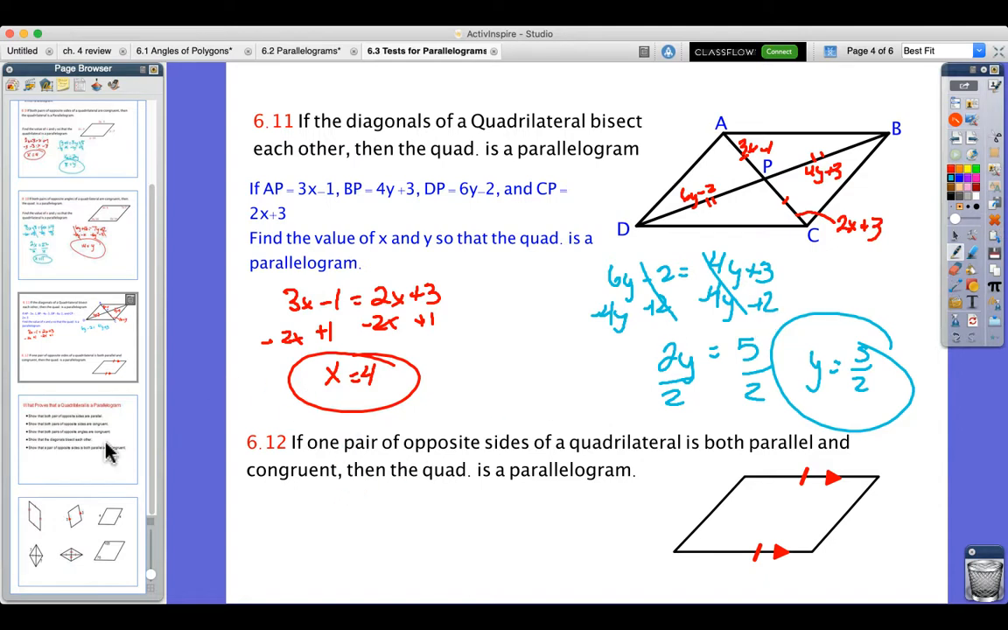All right, last thing down here. If one pair of opposite sides is both parallel and congruent, then the whole thing is a parallelogram. Okay, so these two lines are parallel and congruent. So if one set, we can just show one set. It's all it takes, at least one set. There's no real proof to this. It's pretty straightforward like that. So that's it, y'all. That's all you're gonna have to do right here.